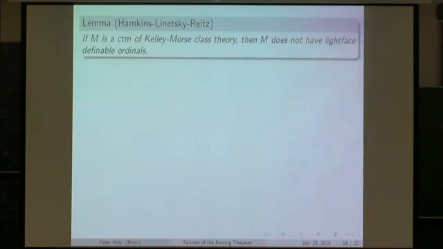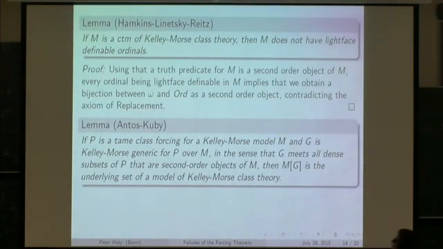Another lemma that I'm going to use is the observation that if M is a countable transitive model of Kelley-Morse class theory, then M does not have light phase definable ordinals, and I think there's a proof on this slide. What does it mean? I mean, 0 is light phase. Yeah. Sorry. To have light phase definable ordinals is supposed to mean every ordinal is light phase definable. You're right, of course. Of course, your version is slightly too strong.